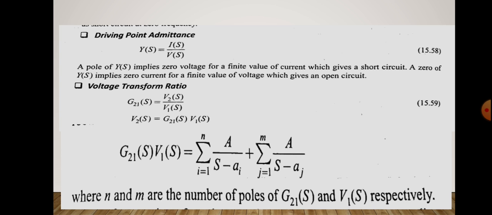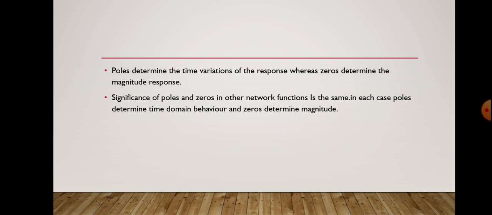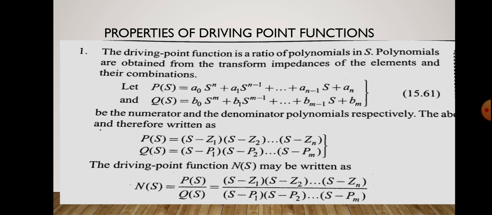So in this case these are the poles AI and AJ, and the poles determine the time variation of the response, and zeros determine the magnitude response. You know that there are different network functions; here we discussed the voltage transfer ratio. There are other network functions such as current transfer ratio, transfer impedance, transfer admittance, and in all these cases the significance of poles and zeros is similar to the above discussed cases. So let us go to the properties of the driving point functions.